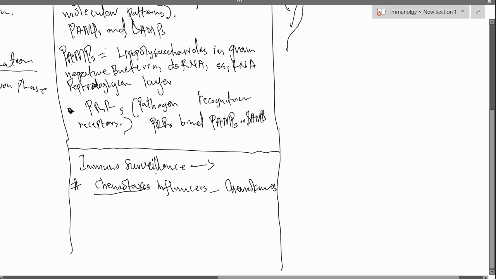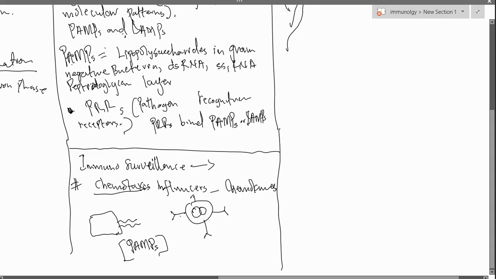Now, for instance, let's consider this to be our pathogen with a flagellum. The flagellum is also an example of what? Of a pathogen associated molecular pattern. So the flagellum is also an example of PAMPs. Let's consider this our immune cell to be a macrophage with the pathogen recognition receptors here too.